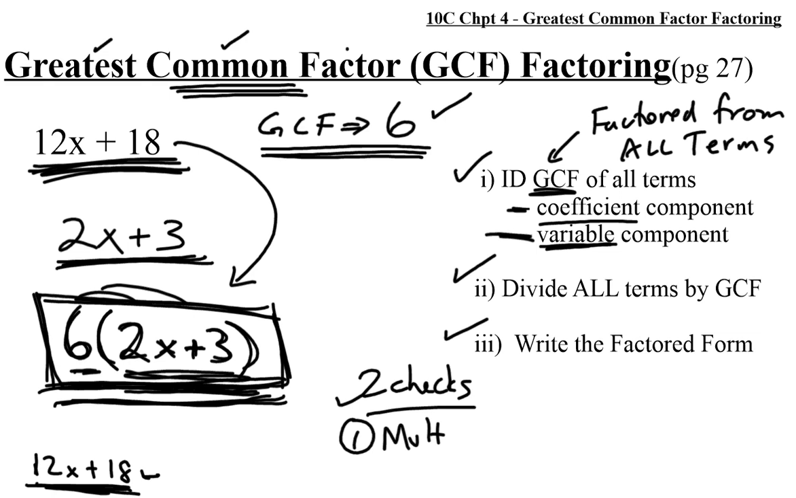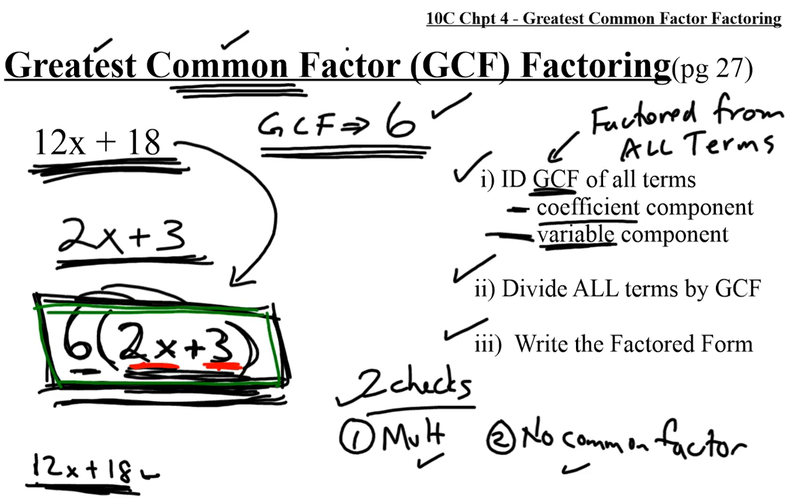The second check is to check that there's no common factor remaining after I divide. So if I looked at 2x plus 3, is there a common factor for 2x plus 3? The only thing that's common is a 1, and dividing by 1 in this case doesn't do anything. So we know our multiplication gives us what we started with. We have no common factors, so we know that 6 times 2x plus 3 is the factored form.